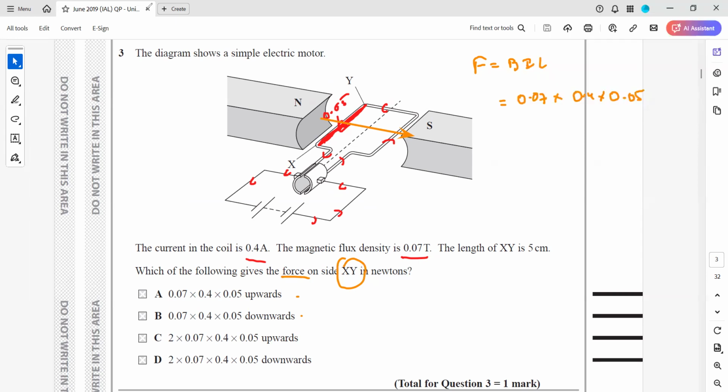So as the thumb is pointing upward, what is the direction of the force? The direction of the force will be upward. And on this other side, because the current is opposite, the direction of the force will be opposite. So it will be downward.